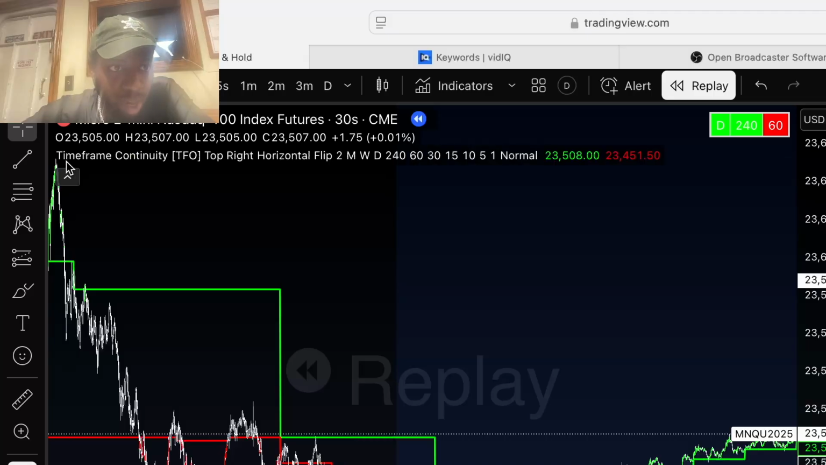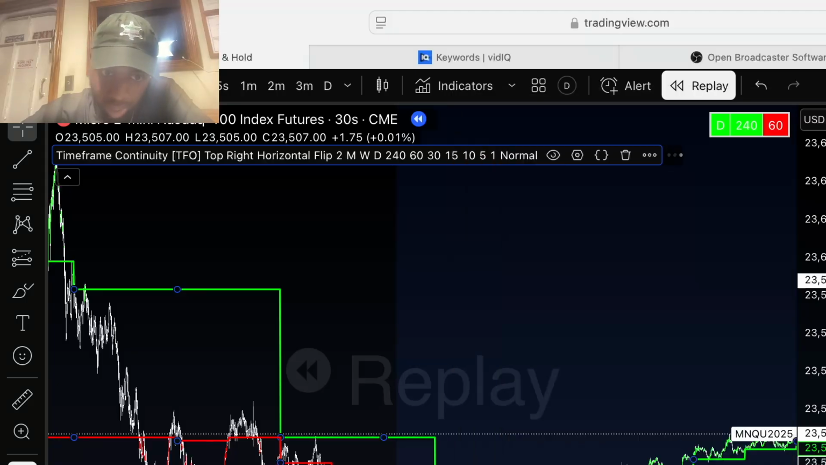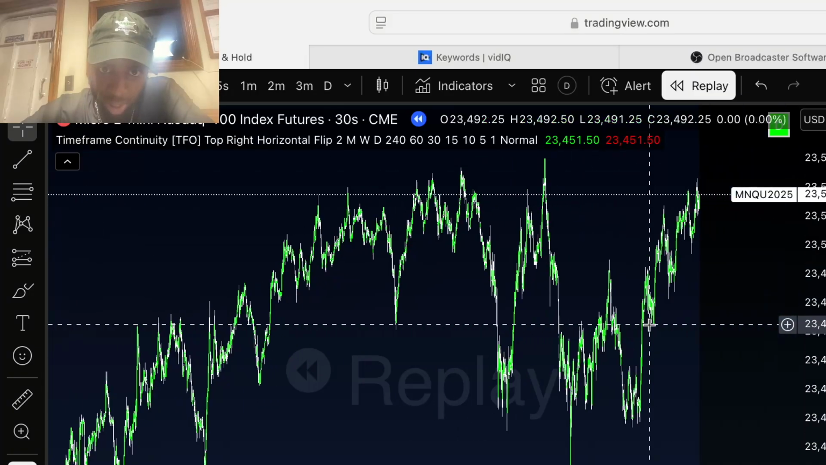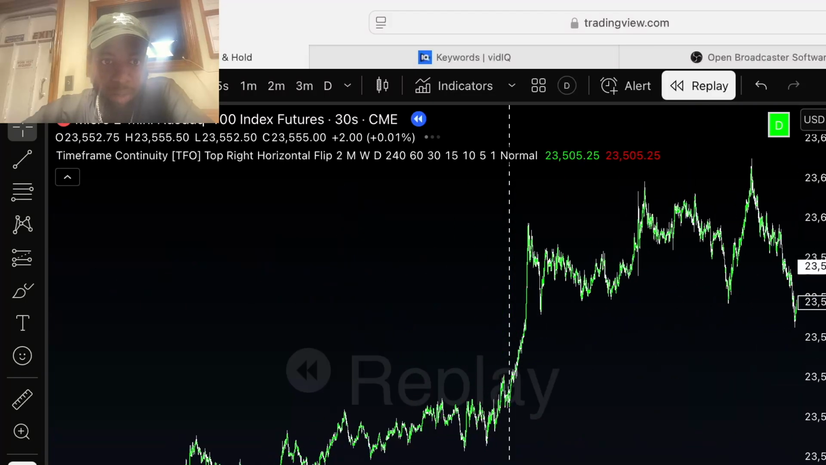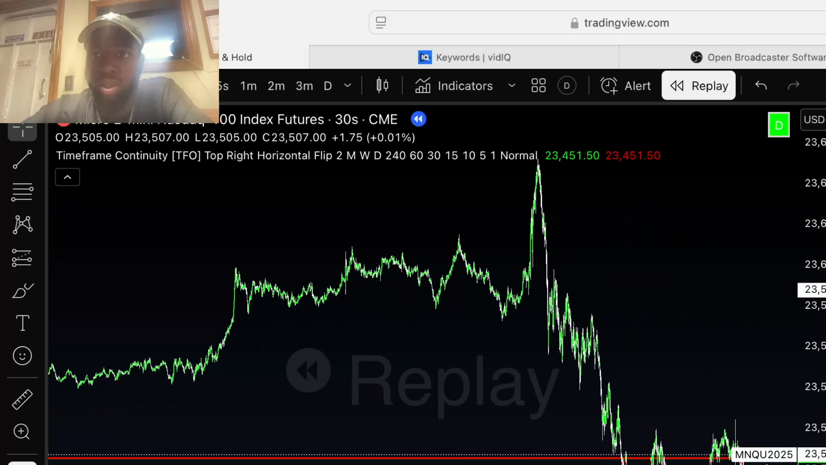So we literally just come into here and we tweak it to the day, just the daily, and see what happens. Boom. So you can see when we're green on the day, the price generally goes up. When it was red on the day, the price generally goes down. When the price starts out green today, it generally goes up, right? So this is on the MNQ futures, but this works for anything.